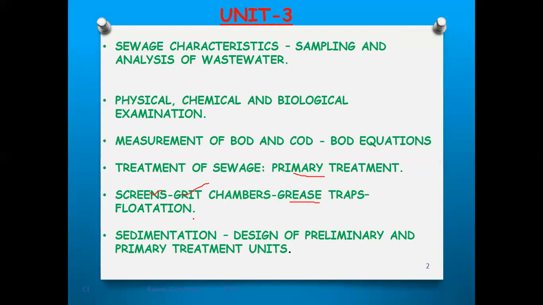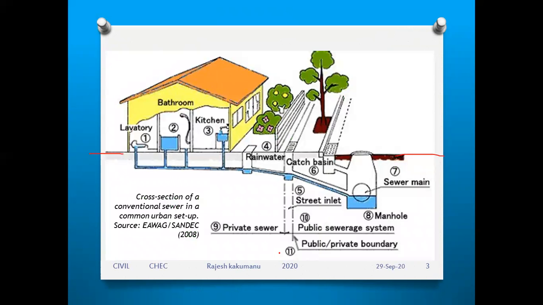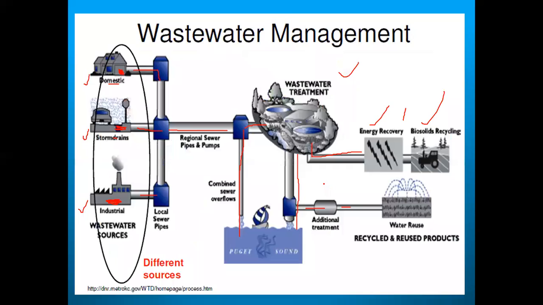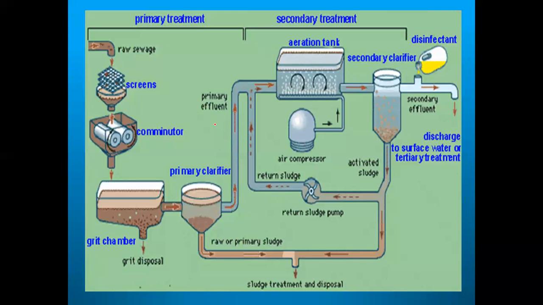So we are at this stage, sedimentation, and also the design of preliminary and primary treatment units. As usual, this is a house where you are seeing all types of things which you already studied in the first and second units. Here is the place where we are. We are at this position where the water is getting treated, which is coming from domestic usage, storm usage, and also from the industries.